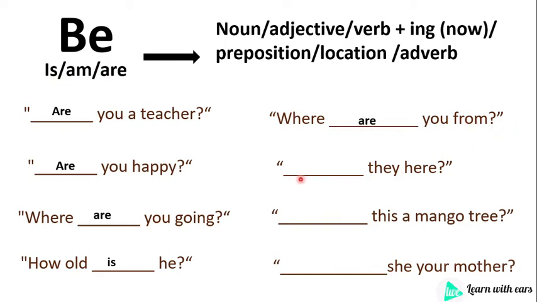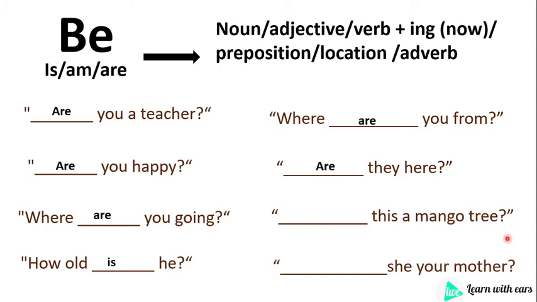Next is they, here. Here is an adverb. With adverb, we use the verb to be. They is plural. With they, we use are. So, are they here?